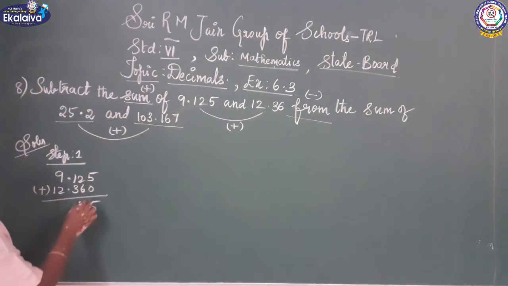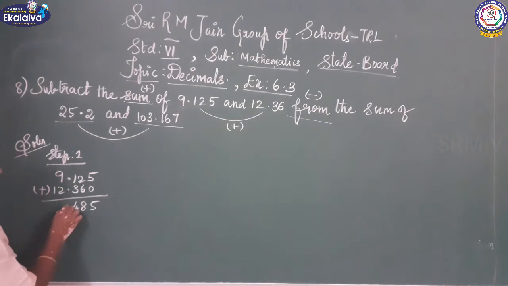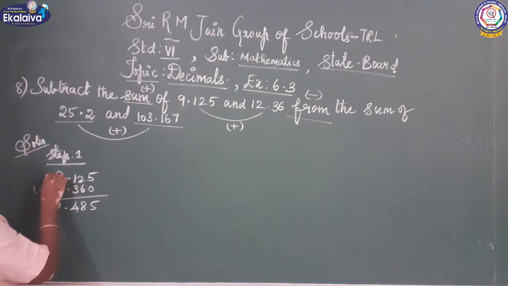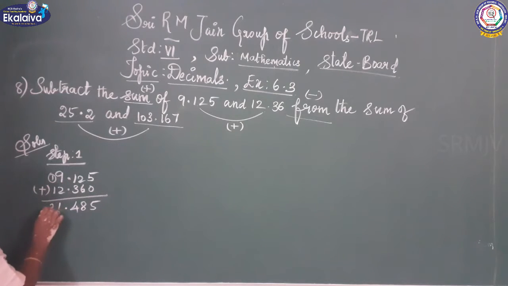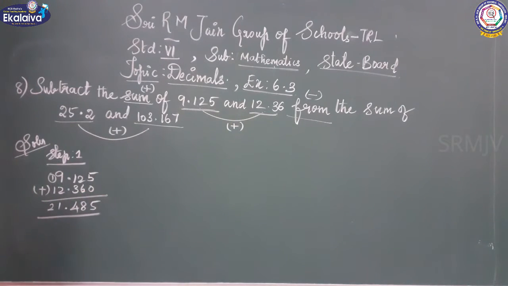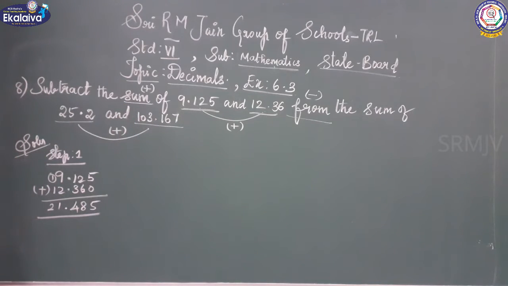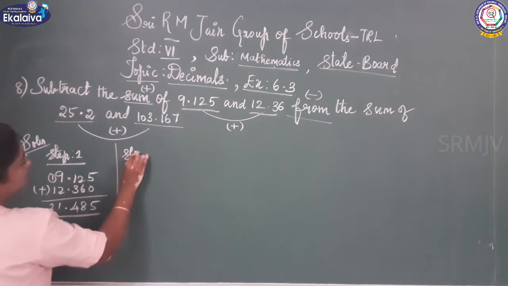5, 2 plus 6 is 8, 1 plus 3 is 4, dot, 9 plus 2 is what? 11. So 1 carry over. So 1 plus 1 is what? 2. So my step 1 is what? 21.485. This is my step 1. I completed this. Next, I am going to add this 25.2 and 103.167. Okay, listen, step 2.